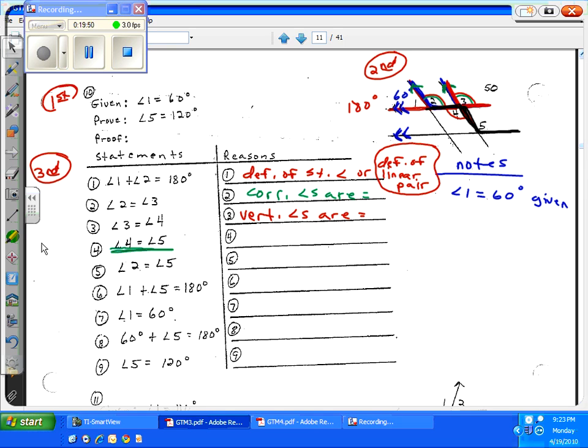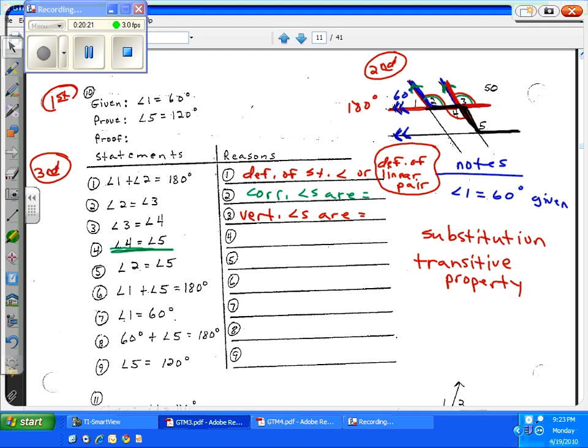Don't forget about all those properties that we learned. Properties like substitution, transitive property. These are things you learned in geometry and in Algebra 1.